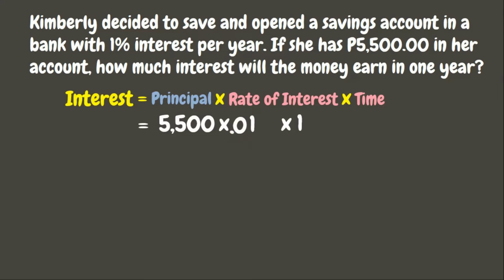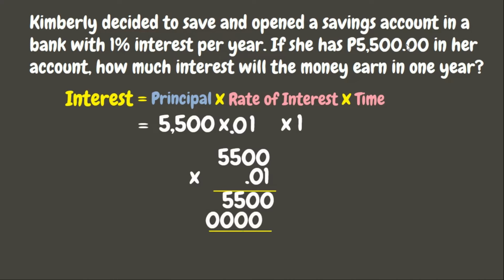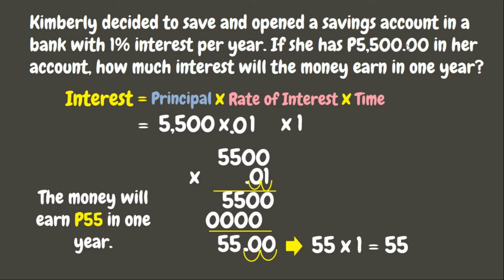Now it's time to multiply. 5,500 times 0.01. Since we have 2 decimal places here, we need to move the decimal point in the product 2 times to the left. So that is 55 times 1 year is 55. This means that the money will earn 55 pesos in 1 year.